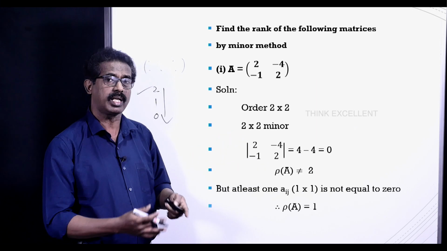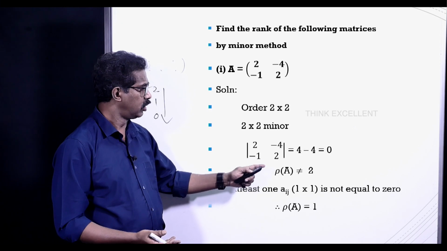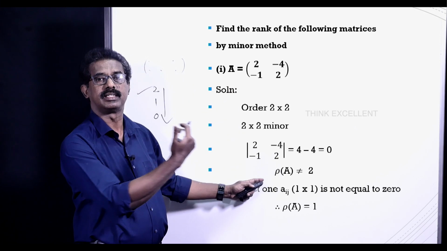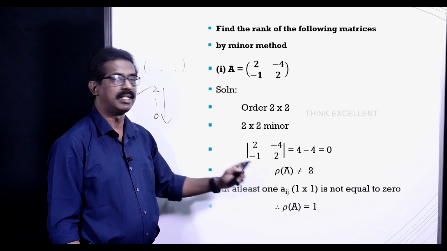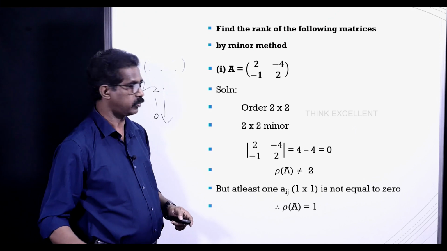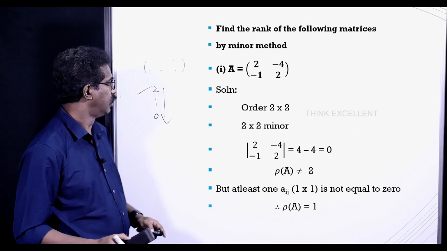If it is not equal to 0, the rank is 2. Here it is 0, so there is no other 2 by 2. So the rank cannot be 2. Then go one step down, 1 by 1. A single element, Aij, is not equal to 0, so the rank is 1.